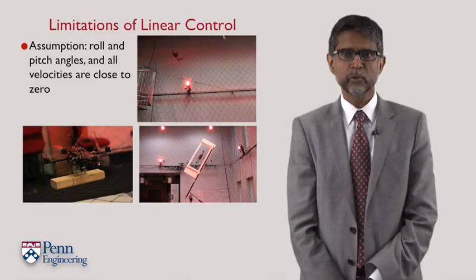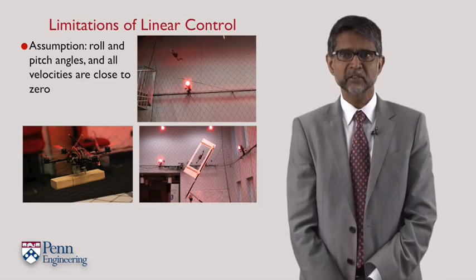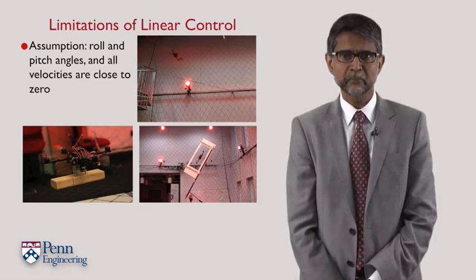Until now, we've considered the problem of controlling the quadrotor at states that are not too far away from the hover equilibrium configuration. Because of this, we were able to make some assumptions. We said that the roll and pitch angles are close to zero and all the velocities are close to zero.